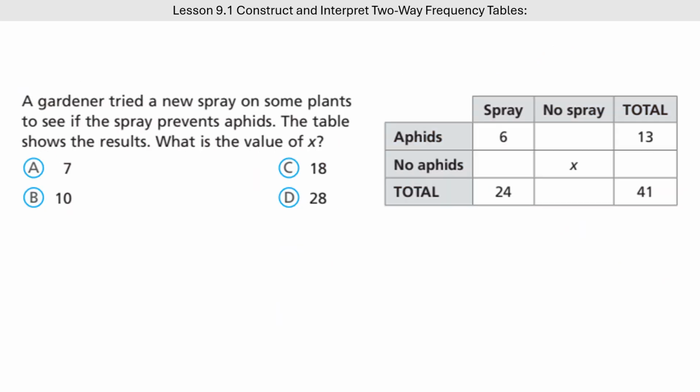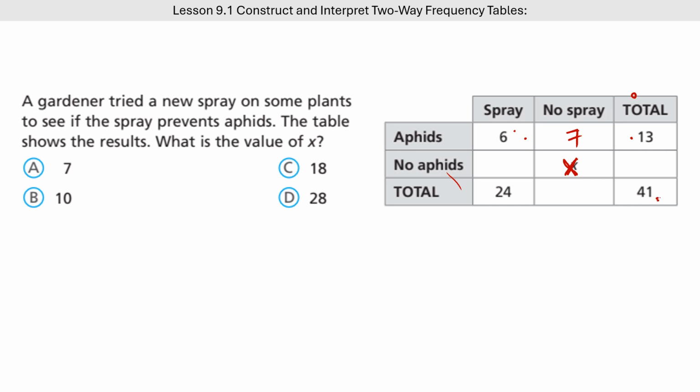They are saying a gardener tried a new spray on some plants to see if the spray prevents the aphids. The table shows the result. What is the value of x? So it means you have to find out this x value. But I would prefer if we just solve everything. Again, total is given. This point is given. We subtract. So what we do? 13 minus 6. So it will give me what? 7.